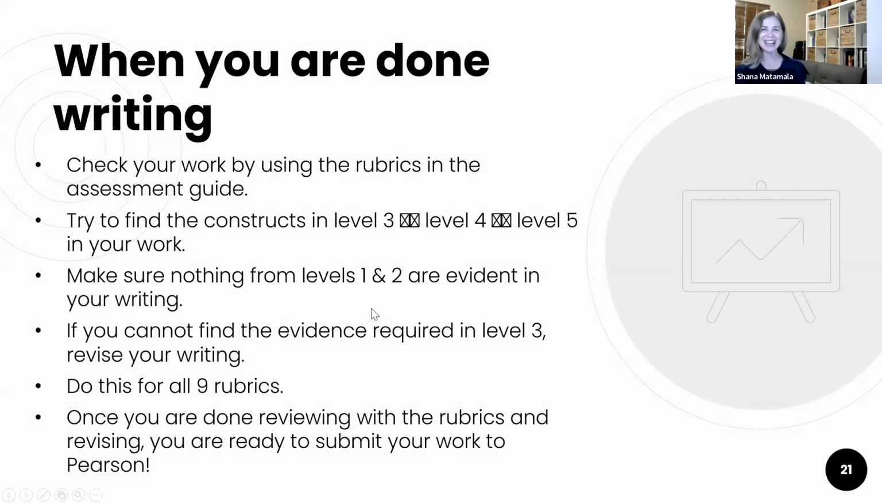Okay, so when you're done writing, just some final tips, and then I know we have lots of questions and we'll take plenty of time for those. So you want to check your work by using the rubrics. You can have a peer. I tell my students, exchange with one of your classmates and score each other on the rubrics. That's a great thing. For this TPA, we are allowed to do that and take advantage of having a peer scoring you. Remember, you're looking for score levels 3, 4, or 5. Those are all passing. Make sure no 1s or 2s. If you cannot find the evidence required for a 3, go back and revise. Do this for all 9 rubrics. Once you're done reviewing, then you're ready to submit to Pearson.